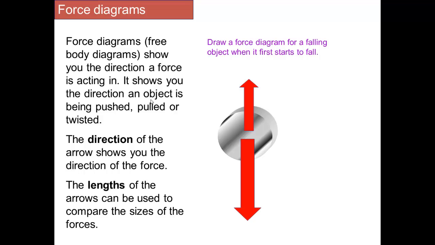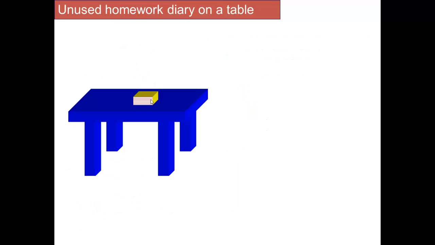We have an object which has just been thrown or dropped. There are two forces acting on it. Downwards is the weight, which we must not forget, and upwards is air resistance. Notice that the weight vector is longer than the air resistance, so the weight force is going to be bigger than the air resistance, so it will accelerate downwards.